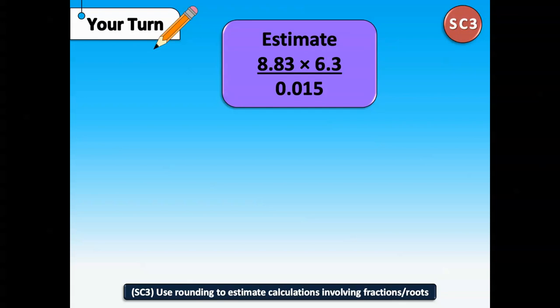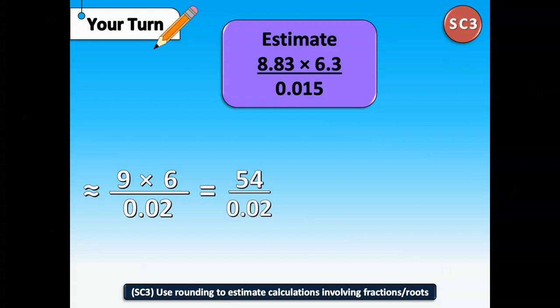So this time we want to estimate an answer to 8.83 times 6.3 over 0.015. So we round each number to one significant figure. That's 9 times 6 over 0.02. 9 times 6 is 54, and we need to divide that by 0.02.